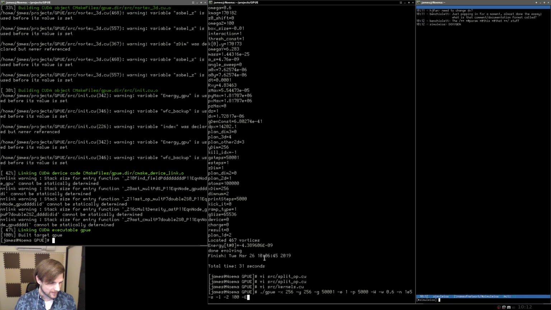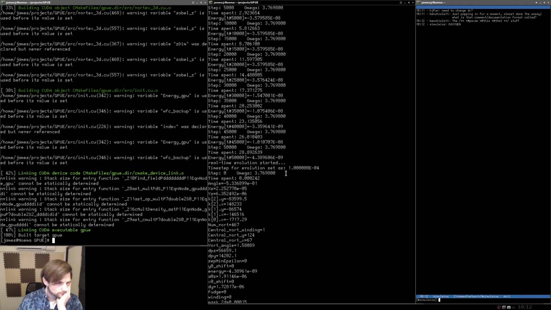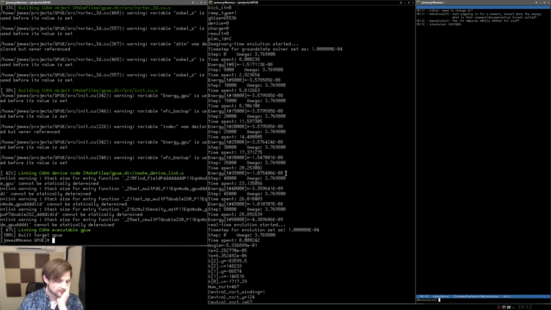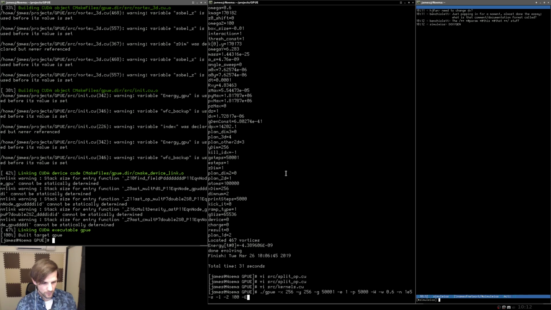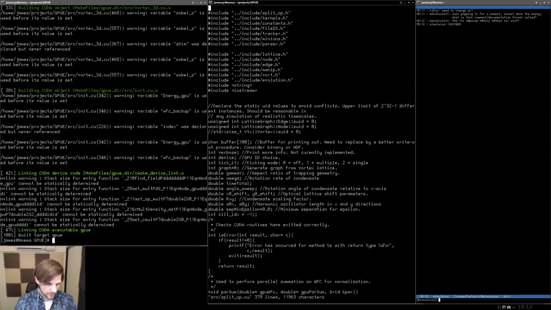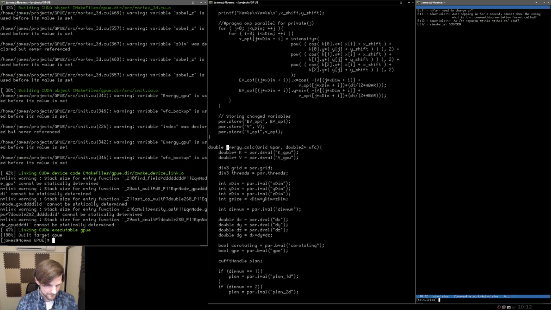We're getting there. Okay, so this seems okay. For some reason, the energy is still negative. I don't understand why the energy is negative in this case, but we'll just keep working on the kernels here. So we'll work on split up, and we'll go down to energy, energy calc, and then we're going to look down for co-rotating.